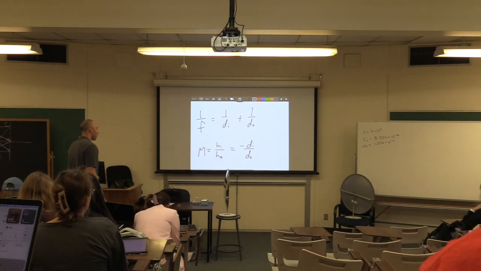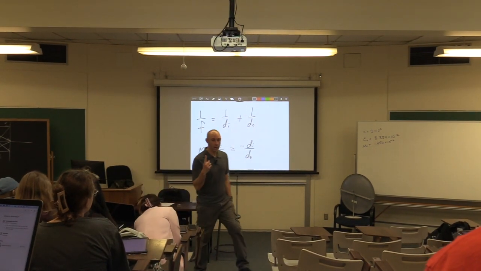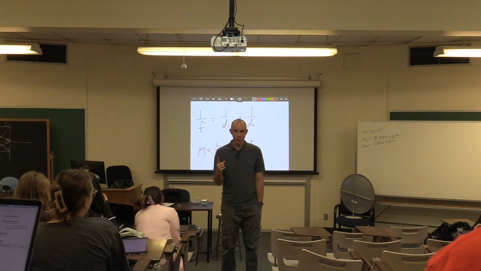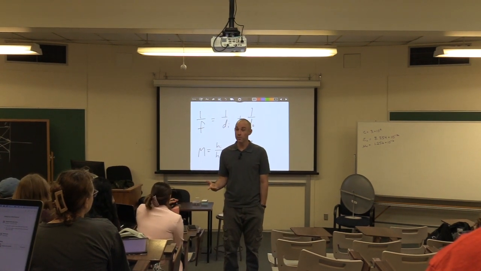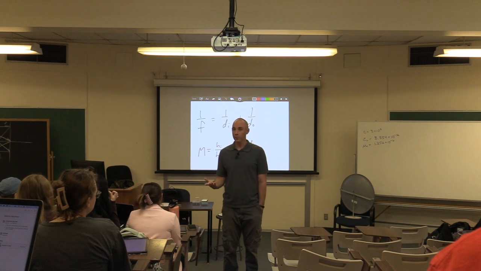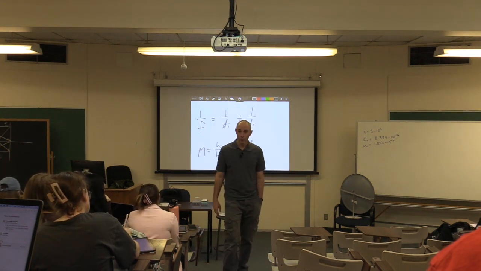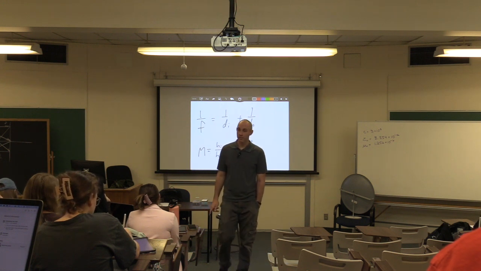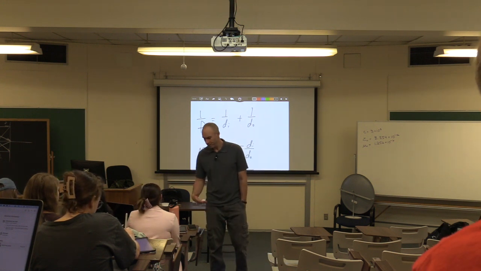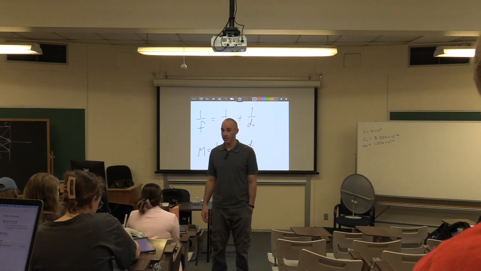I told you light can bounce off of stuff, or it can pass through stuff, or it gets absorbed by stuff. Bouncing off of is reflecting, and that's what we've been talking about most of this time. When it passes through, that's called refraction. And refraction is the bending of light.